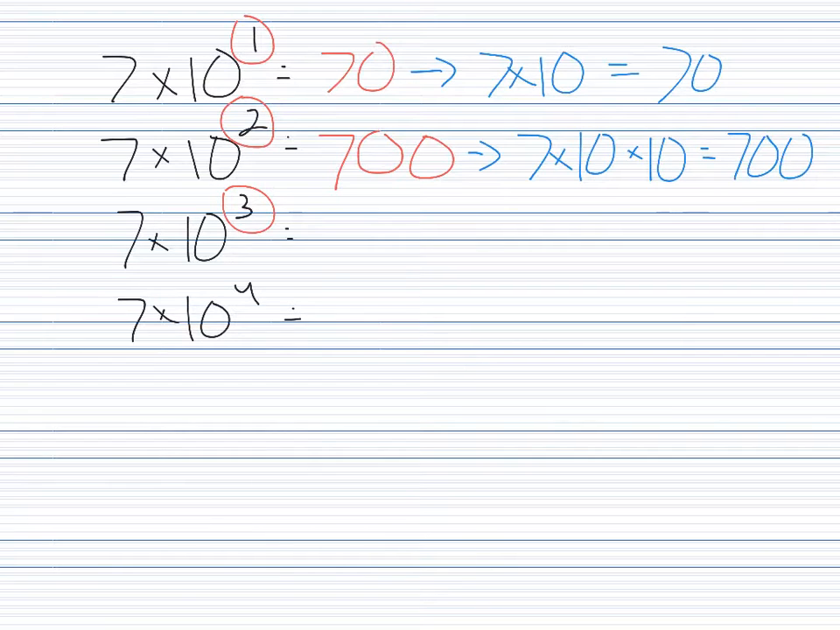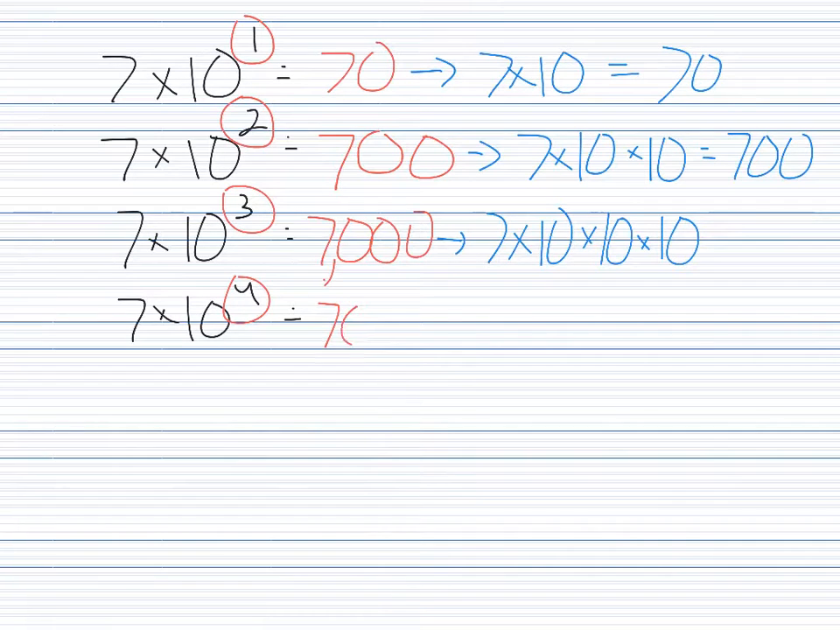For the third one, it's going to be a pattern. We know the exponent is 3, so it will be 1, 2, 3 zeros. Or you can say 7,000. That's pretty much saying 7 times 1 copy, 2 copies, 3 copies. Or that would be 7 times 1,000, right? Because 10 times 10 times 10 is 1,000. Lastly is 4 copies, so it would be 7, and then you need 1, 2, 3, 4 zeros. So it's 70,000, and that's the same thing as 7 times 10,000, which is 70,000.